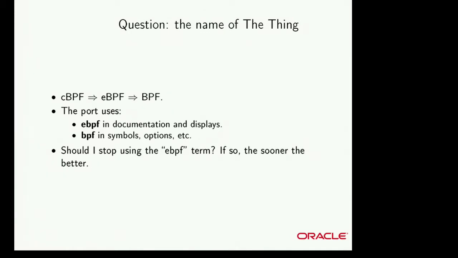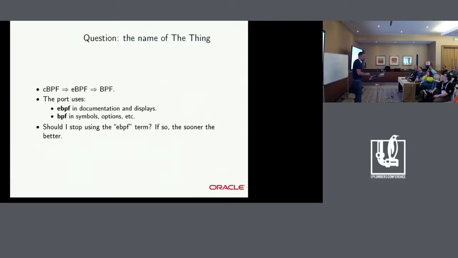So, first question I have for you. How should I call this thing? Because, I mean, CBPF, okay, eBPF, and now what should I do? Should I call it eBPF or should I change everything to BPF? Typically, we suggest BPF. BPF, okay, fine. So I think I did the right thing, maybe instinctively since the beginning, because I'm using BPF in symbols, triple, and eBPF in the documentation. Okay, I will change it in GCC.